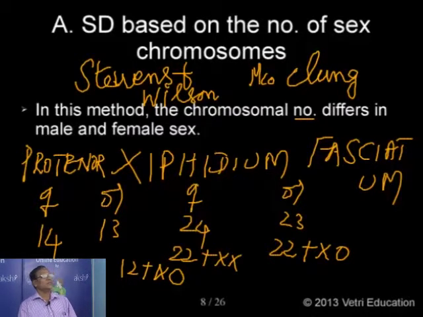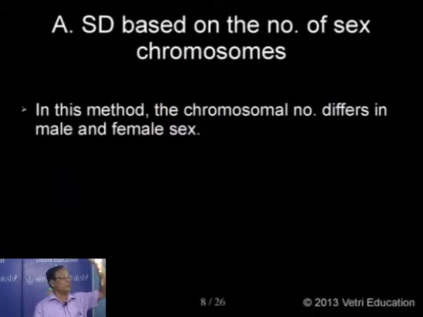Normally the sex of the individual is determined at the time of fertilization. It depends on the nature of the sperm or the nature of the egg that is involved in fertilization. Now let's see what is happening in the case of this first method. Under this category, the female may be heterogametic or the male may be heterogametic. Let's take the first one only.